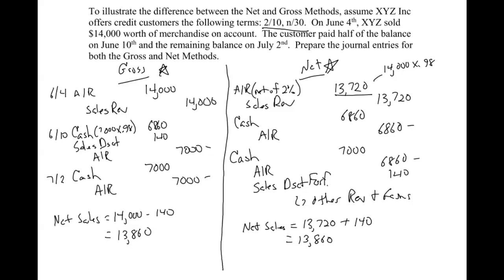This is one of the examples of variable consideration, sales discounts. The next video that I'm going to do will be sales returns and allowances. We'll also have a gross and net method for that. We'll break it up between whether it's cash or credit sales, and we'll take it through an example with that one as well.